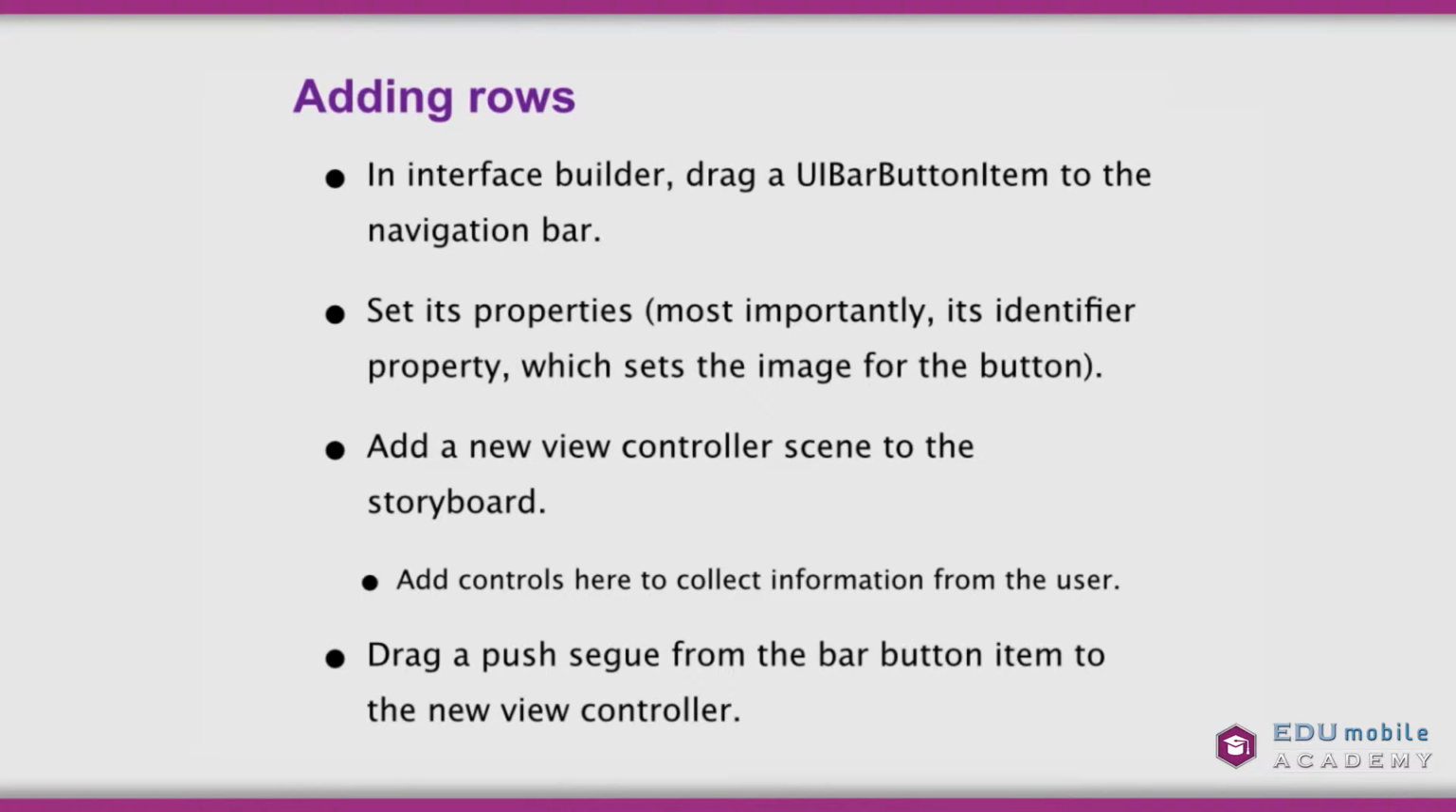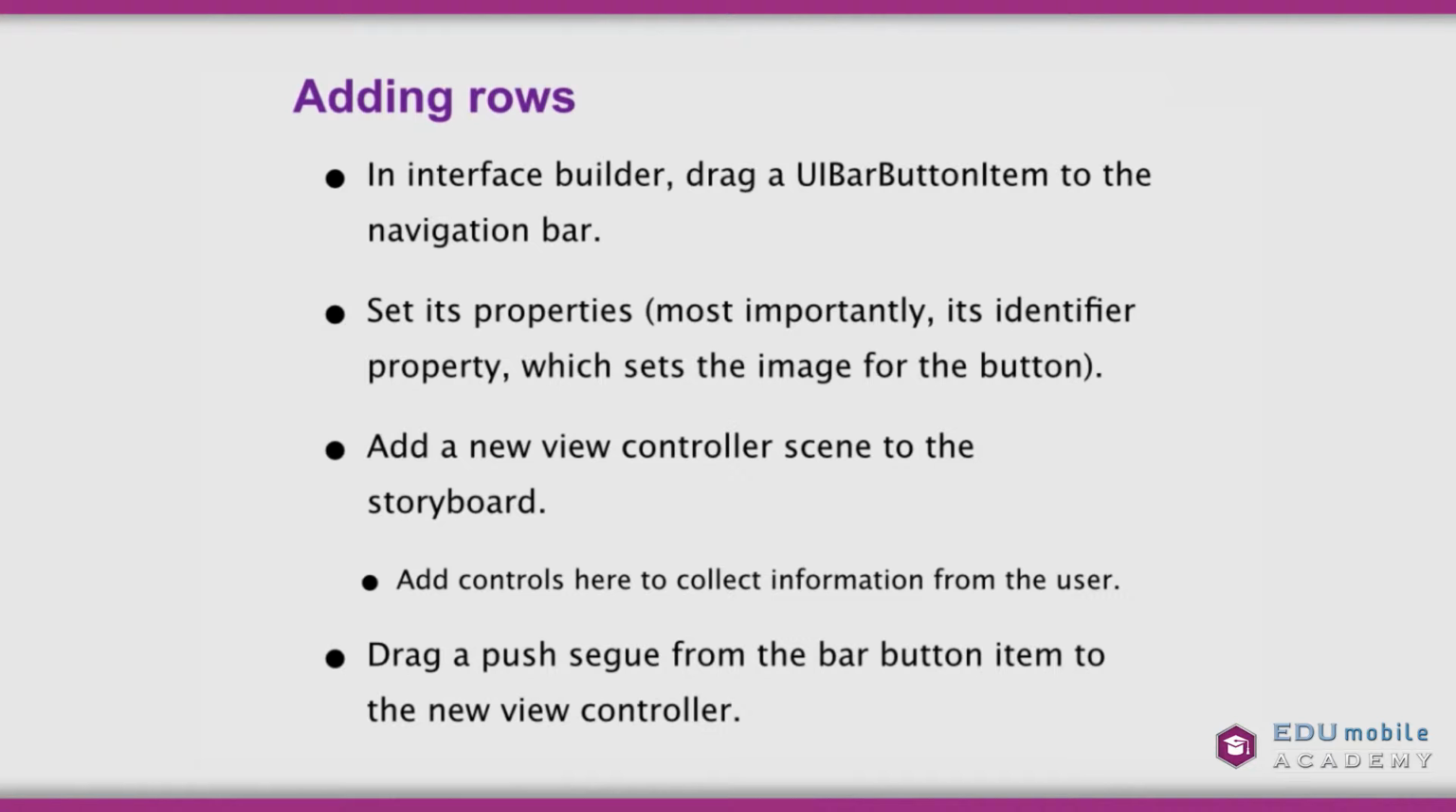So adding rows, the procedure most often adopted is this. We're going to drag a UI bar button item to the navigation bar at the top of the view controller that we want to add a row to. So in this case, it's going to be the UI table view controller's navigation bar. Usually this button is placed on the right end of that navigation bar.